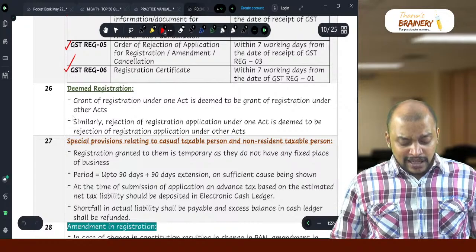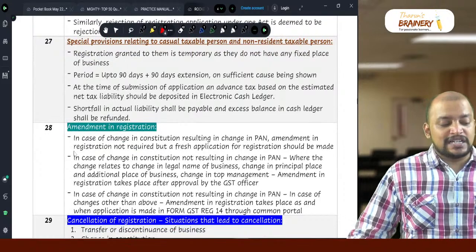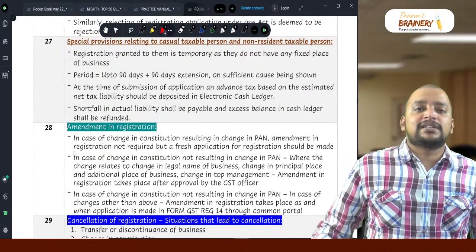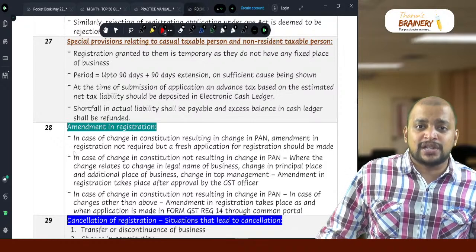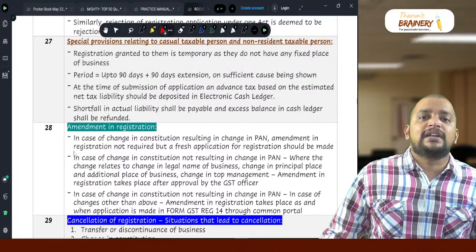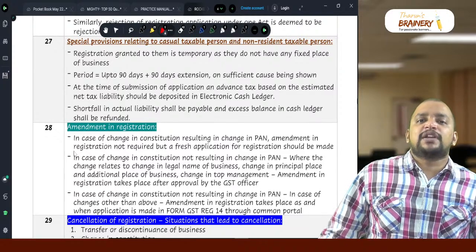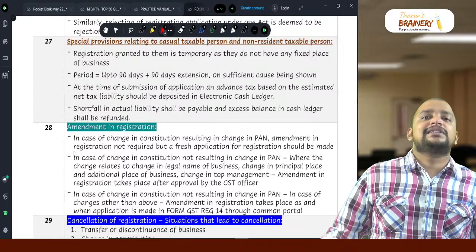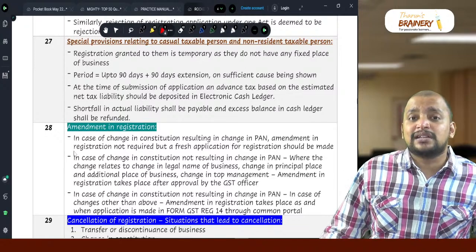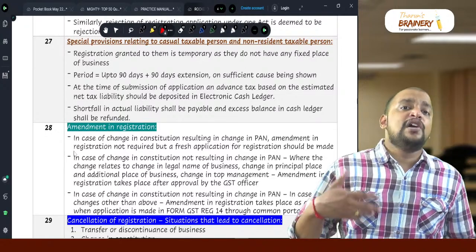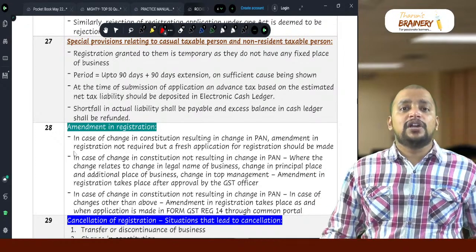Okay. Then next one, section 27, special provisions relating to CTP and NRTP. Casual taxable person and non-resident taxable person are not required to get a permanent registration. The registration that they will be getting will be a temporary registration, and therefore the registration will be valid for a period of 90 days or the number of days that they selected in the application, whichever is lower. So 90 days only, and it can be extended for a further period of 90 days on expiry of 90 days when they make an application for renewal, but in no case can it go beyond 180 days.